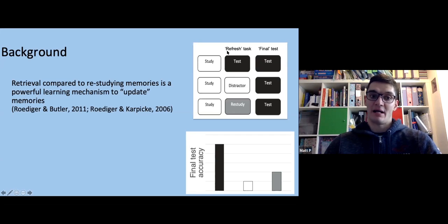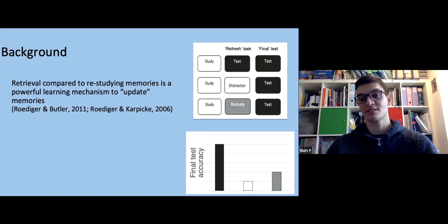After this, in what I'll refer to as a refresh task, participants can either complete a test, i.e. actively try and remember the information that they encountered during the study phase. They'll complete a distractor task where they don't encounter the information from the study whatsoever, they just do a crossword or an irrelevant task. Or they would do a restudy task, so they review the information from the study phase and are given an opportunity to study it again.